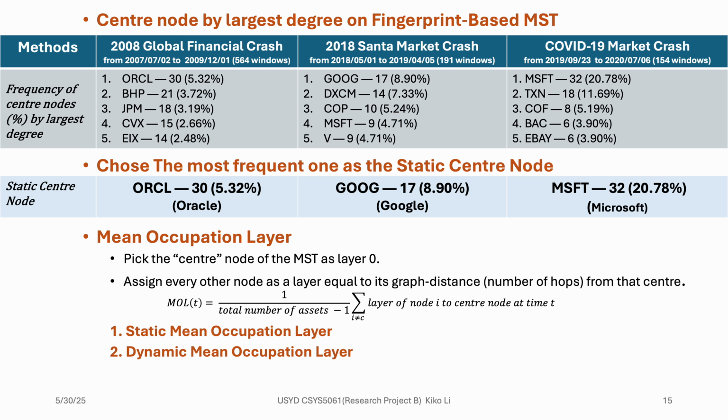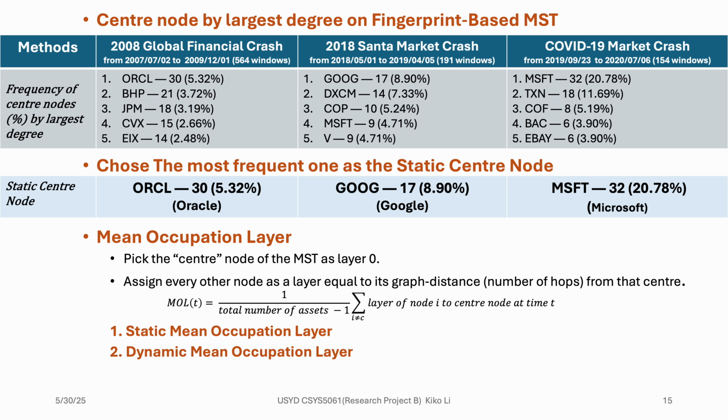First, let's start with central node selection. For each sliding window's minimal spanning tree, I record which asset has the highest degree, in other words, which node is the most connected. Over the full period of each crash, I count the frequencies of being the central node. In 2008, Oracle was the center in 13 windows, or 5.3% of the time. In the 2018 crash, it was Google at 8.9%, and in the COVID-19 crash, Microsoft at 20.7%.